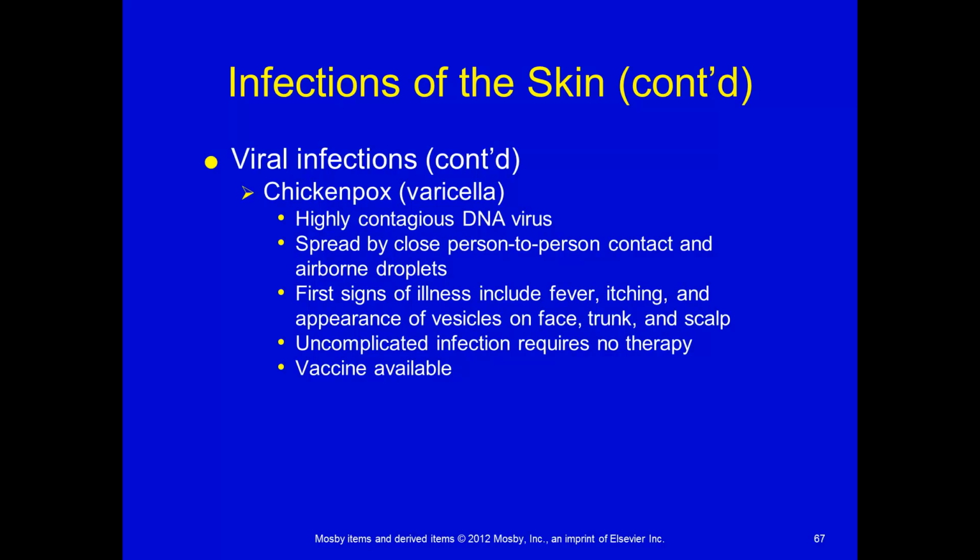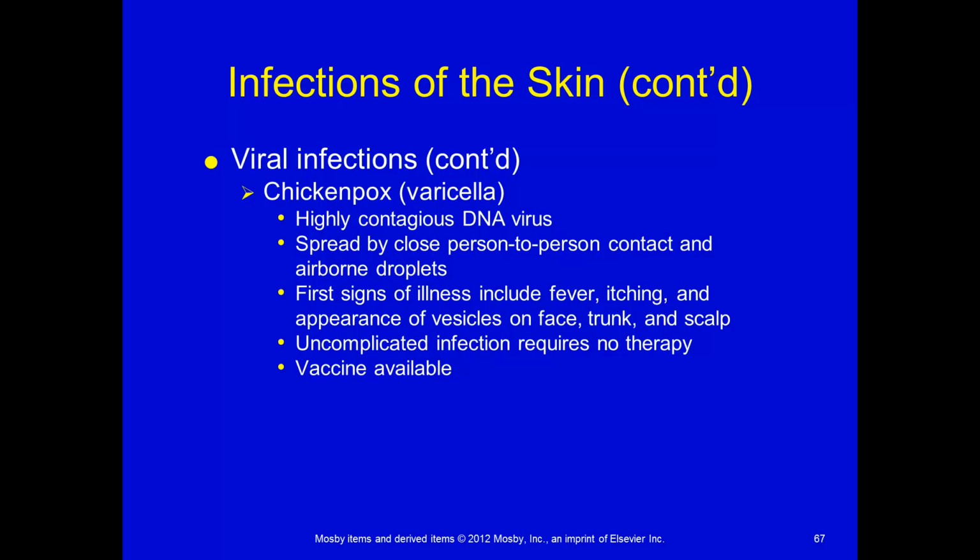Again, first signs of illness include fever, itching, appearance of those vesicles, those clear little blisters that are fluid filled on the face, trunk, and scalp. Really, especially in children, if they get chickenpox, it's a very uncomplicated infection. It really doesn't require anything but just letting it run its course.